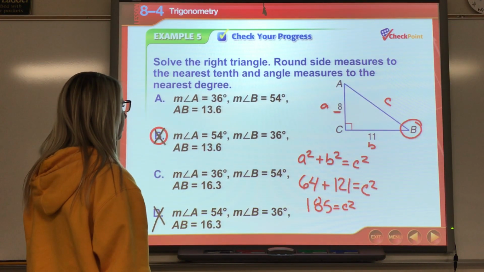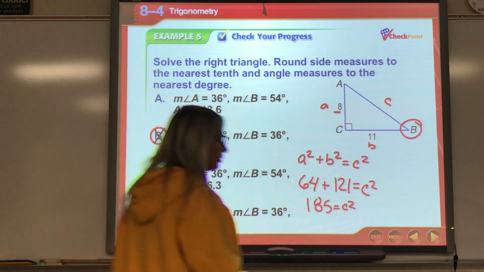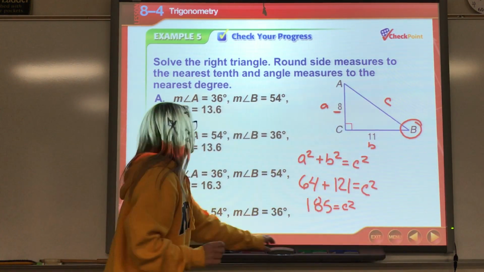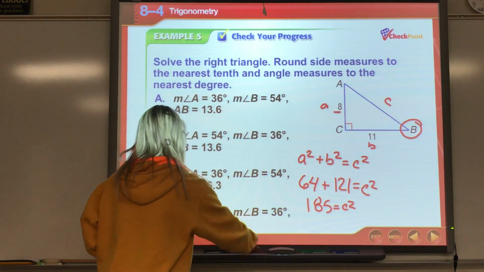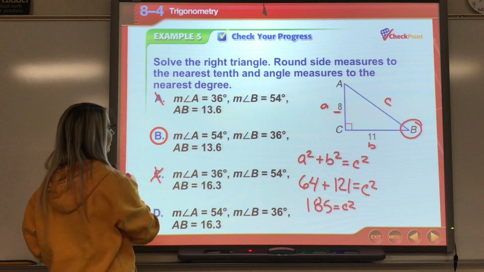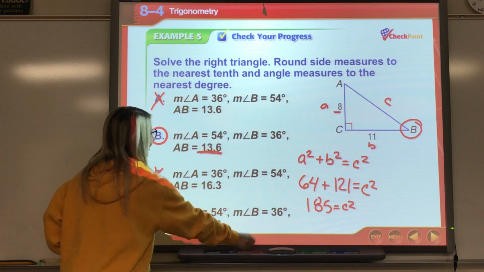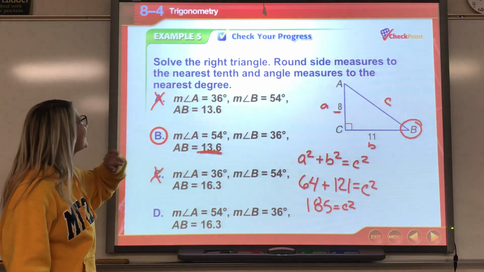You had B as 36 initially. Oh, Mr. Knudsen's correcting me. I just crossed out the wrong ones. B was 36 and A was 54, so that was not an option, and that was not an option, and that's the right one. He's giving me the thumbs up from his desk.